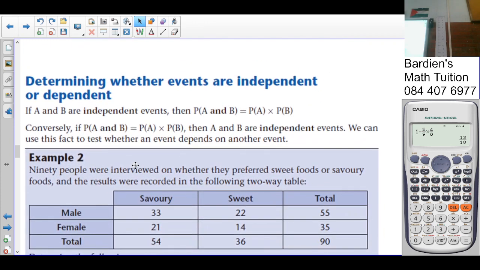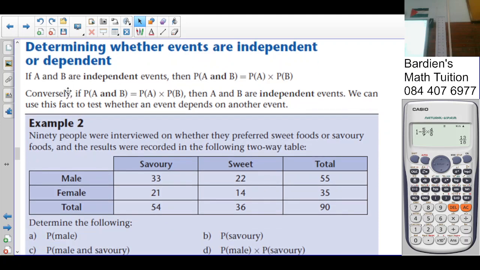Now, determining whether events are independent or dependent. What is the identity for independent events? The probability of A intersection B is equal to the probability of A times the probability of B. Okay, very important for this two-way contingency table. This question is normally associated with this two-way contingency table. So, determine whether the events are dependent or independent. If A and B are independent events, that's the formula.